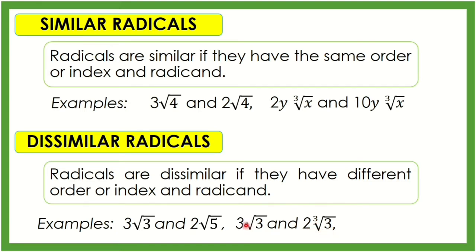Another example is 3 square root of 3 and 2 cube root of 3. Ang kanilang index ay different. Ito ay 2, ito naman ay 3, pero the same ang kanilang radicand. So, they are dissimilar radicals.